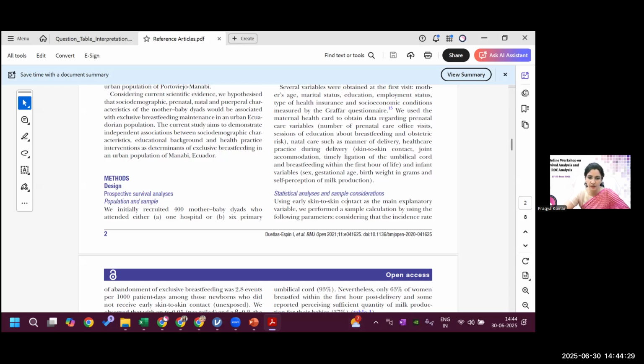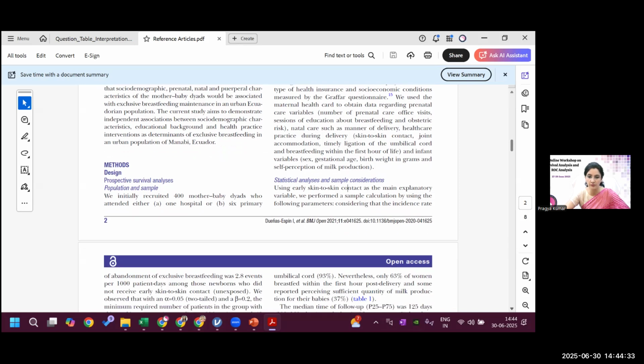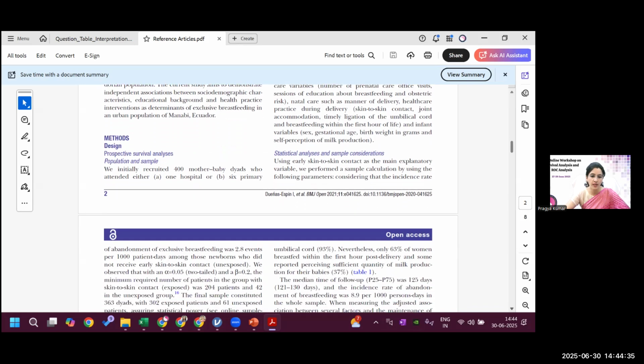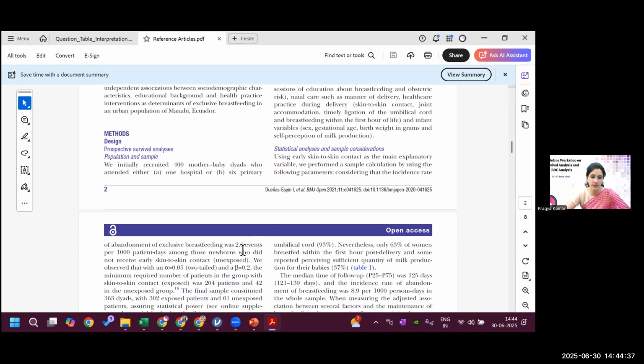So they have calculated the sample size. You can calculate it using incidence rate also. They have calculated using the incidence rate of abandonment of exclusive breastfeeding, 2.8 events.